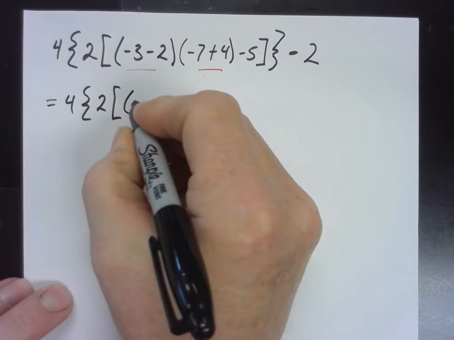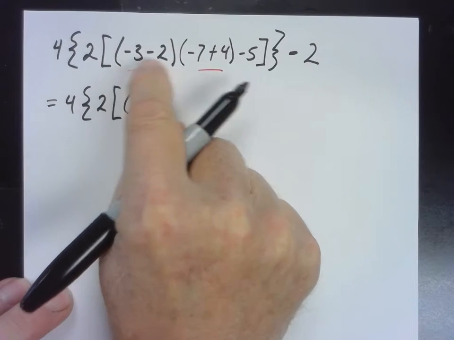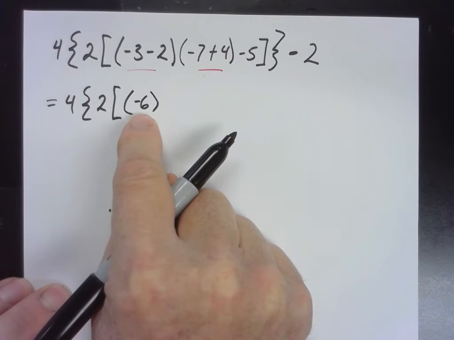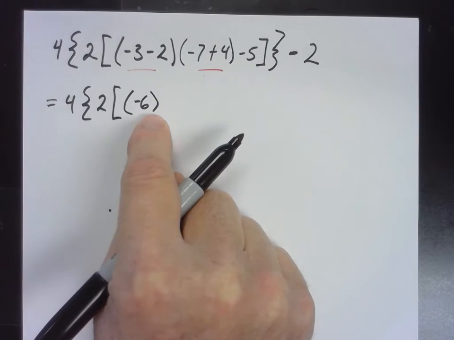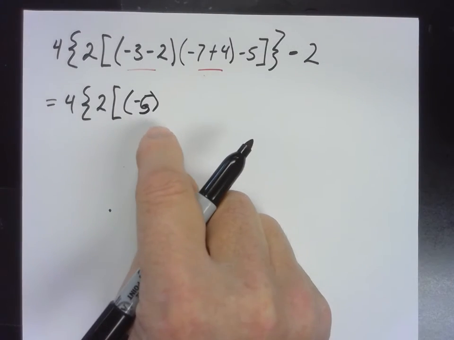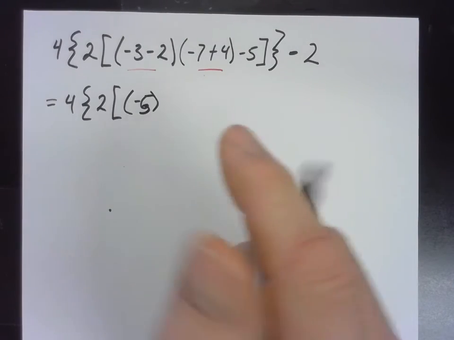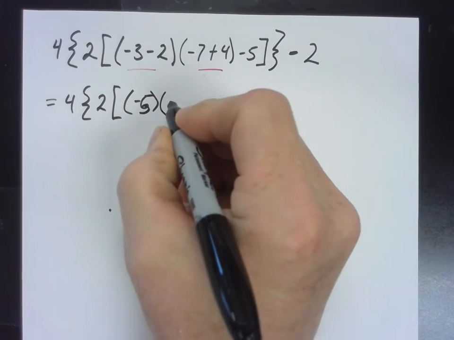times, oh my goodness, I can't say this enough. Do what's inside of it, but it's still in a parenthesis. If you don't put the parentheses around the negative 5, it's not going to say what it's supposed to. It's not going to say multiply, is it? And then over here, negative 7 plus 4 is negative 3.